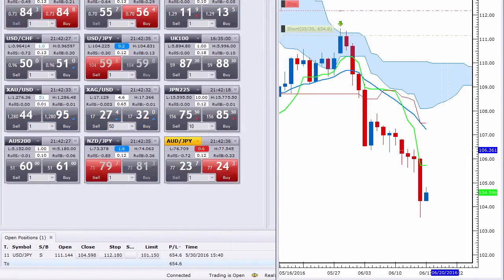I have a live trade for you on the dollar yen Ichimoku trade here. You can see I'm short at about 111.14, and it's live right here. The current price is at 104.60, so I am plus 650 pips at the moment. The initial stop loss is at 112.18, and the limit is at 101.15.